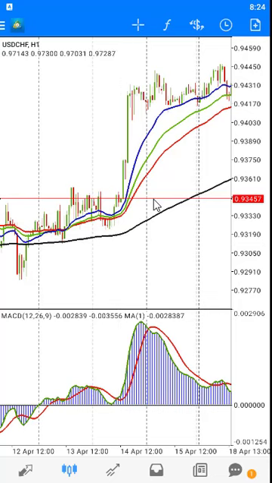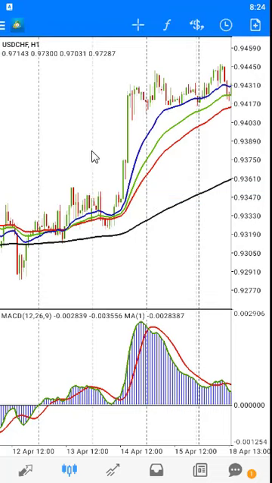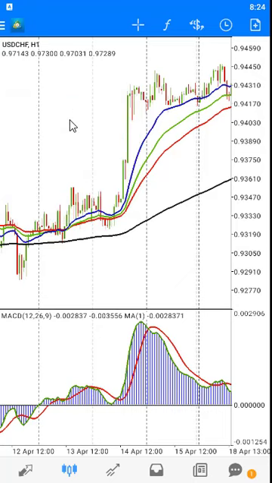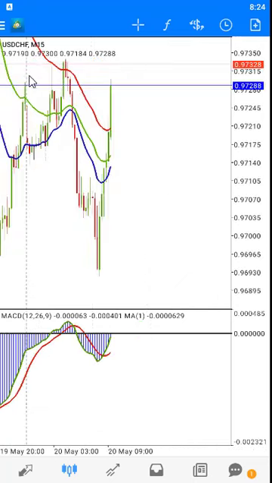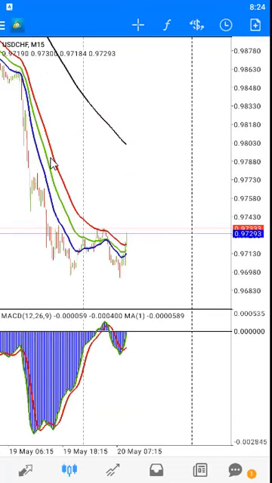Let me go down to 15 minutes time frame. We can also spot opportunities on 15 minutes time frame. So I'll just click anywhere on my chart, and click 15 minutes there. Okay, so let's look for some opportunities here on 15 minutes time frame.